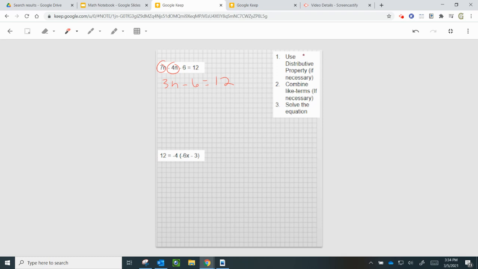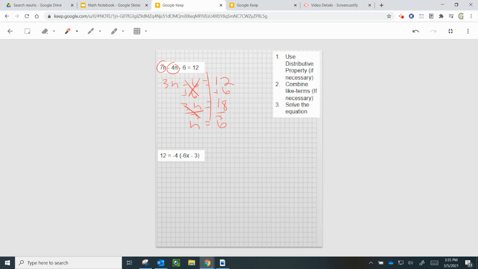I didn't have to do the distributive property because there were no parentheses. I combined my like terms. There's no more left. So I'm ready to just solve like we practiced. So plus 6, plus 6. These go away and we get 3n equals 18. Divide by 3. And n is 6, I think.